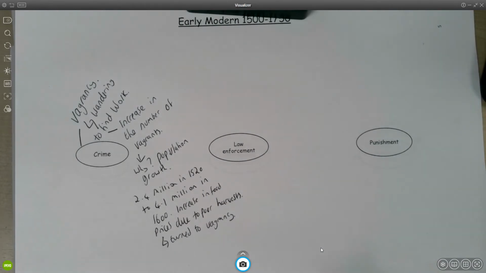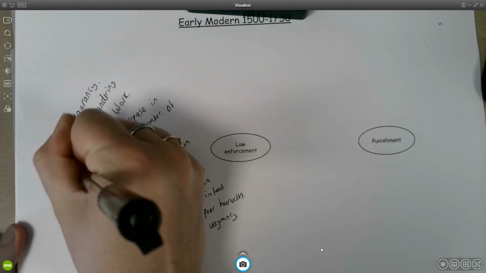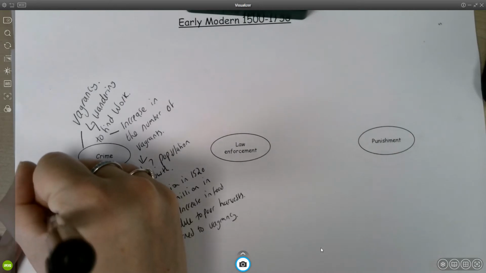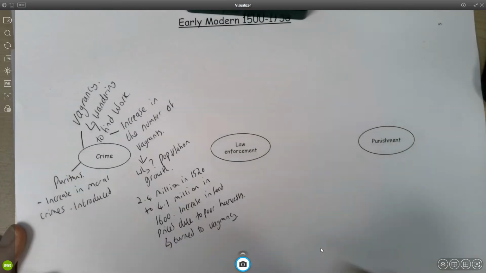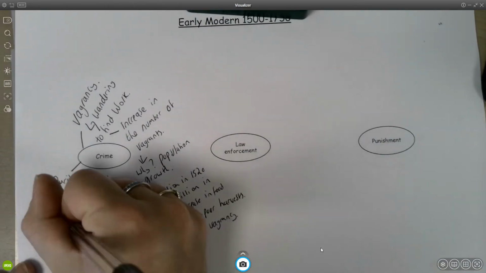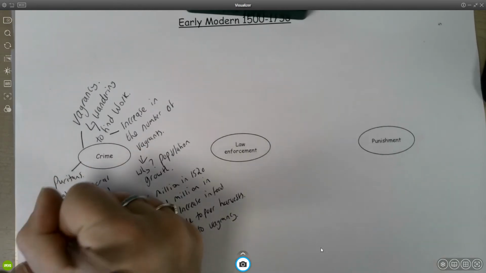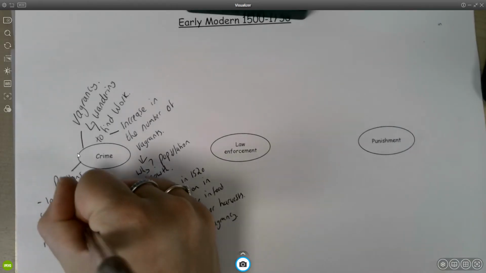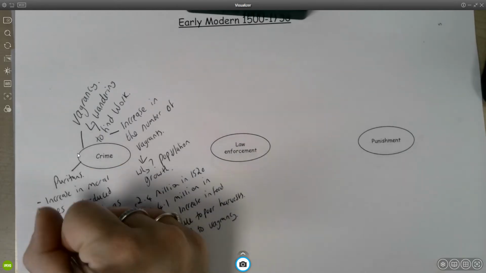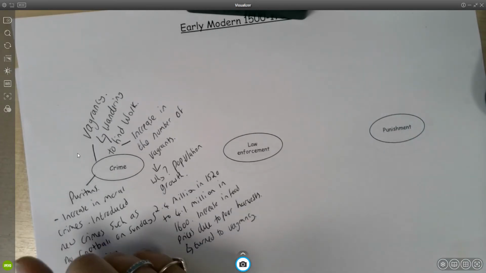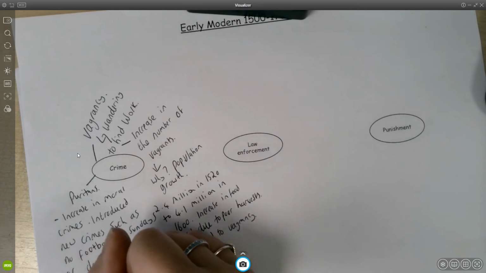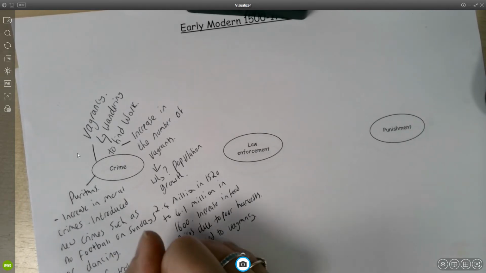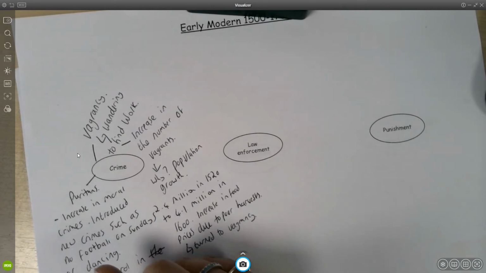Another new crime from this time period is linked to the Puritans. And there's an increase in moral crimes. They also introduced new crimes, such as no football on Sundays or dancing. The Puritans gained control in local areas in the late 1500s. When the wealthiest Puritans became JPs.